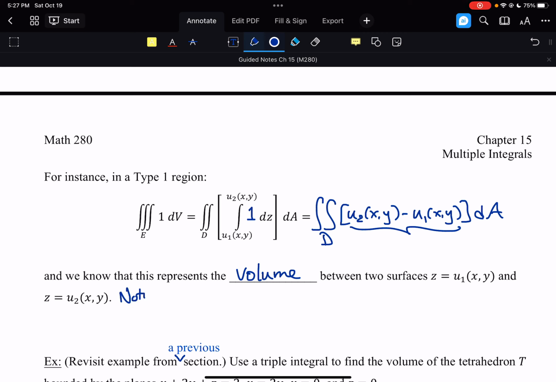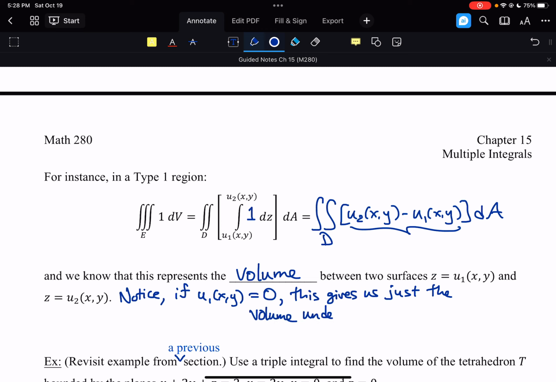And I want us to just notice, if u1, if that bottom function was 0, then this part would disappear. We would just be left with u2 right there. This gives us just the volume under the surface u2.